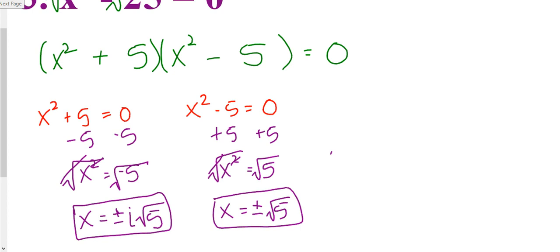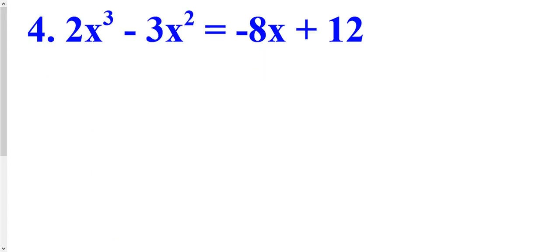All right, last one. First thing here is I am not in standard form, right? I don't equal 0. I don't have all my pieces on one side. So in order to move things, I could move my 2x cubed and 3x squared over to the right-hand side, or I can move -8x and 12 to the left.